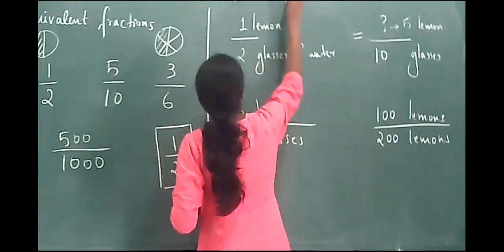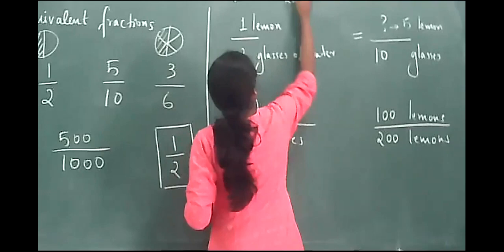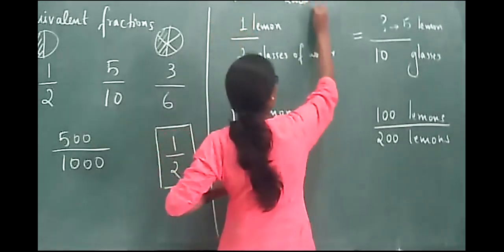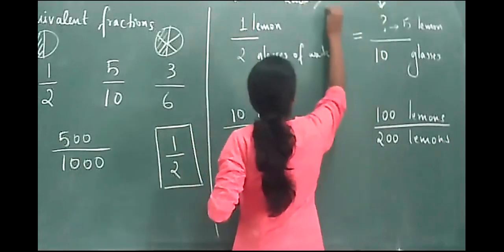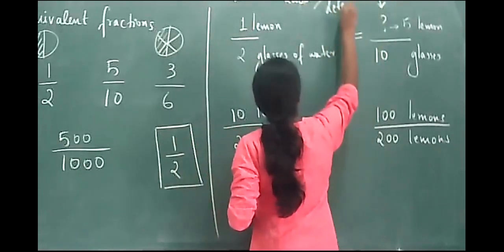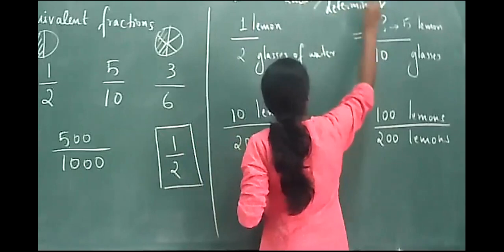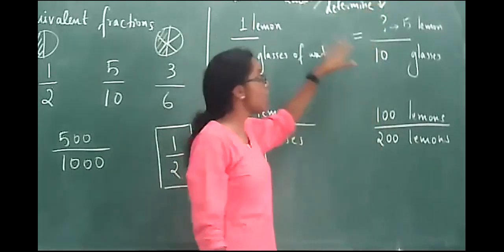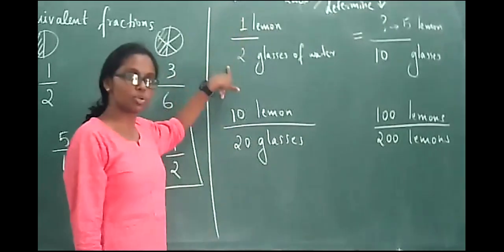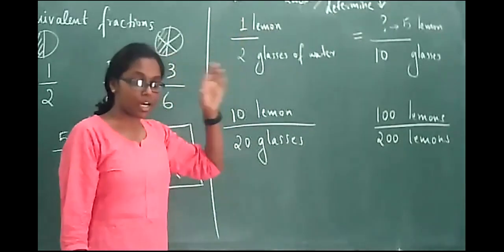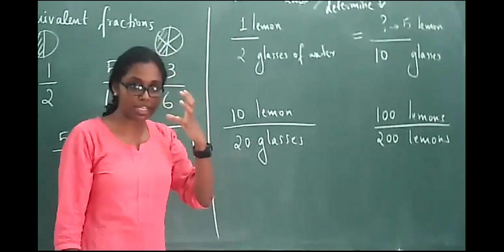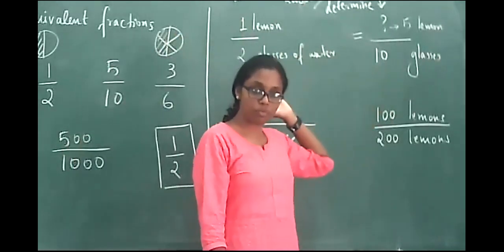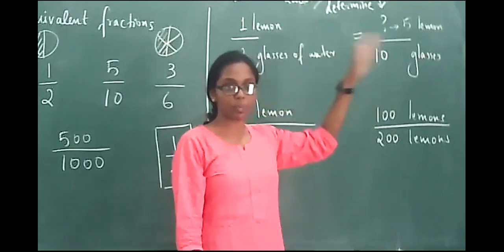With the idea of what we know, we will be determining, we will find it out. It can be extended to 10 glasses. So from what we know, we can determine what we don't know.